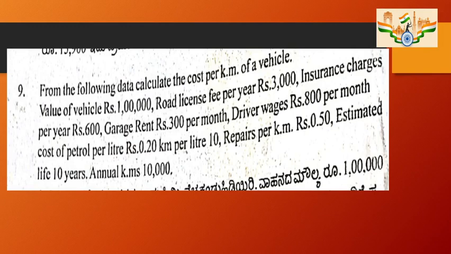Very simple problems are there. Value of vehicle rupees 1 lakh, road license fee per year 3000, insurance charges per year rupees 600, garage rent 300 per month, driver wages rupees 800 per month, cost of petrol per liter rupees 20 paisa, kilometer per liter of 10, then repairs per kilometer 50 paisa, estimated life 10 years, annual kilometers 10,000.